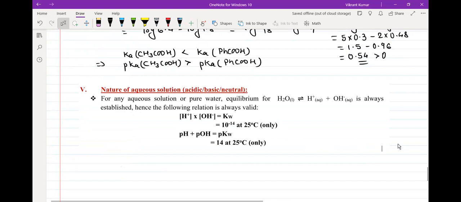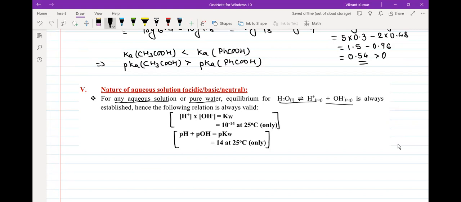So now for any aqueous solution or pure water, I already told you, this equilibrium will always be there. And if this is the equilibrium, this relation will always be valid. And in this, what we have done is applied log and multiplied by -1. So we are getting this relation. Is it okay? Now we can have a solution acidic, basic or neutral. So now there will be 3 cases. Case 1, if it is a neutral solution, we'll say H+ is equal to OH-. That's why it is called neutral.